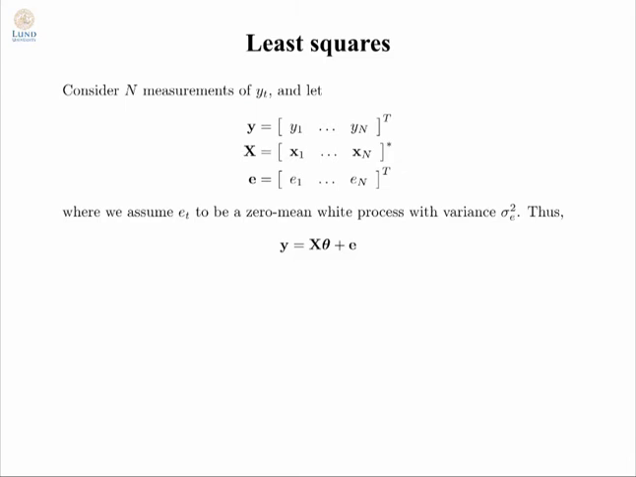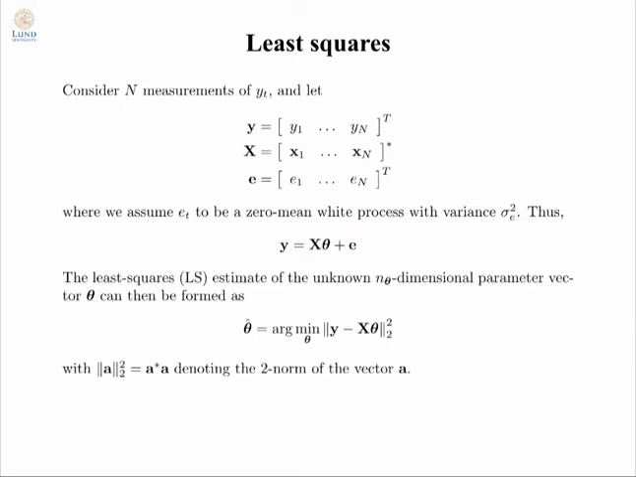So let's assume we have n samples. We gather up the samples in a vector y, the regressor matrix we stack together into a matrix x, and then the noise into a vector e. Then we can write our n observations as y is equal to x theta plus e.